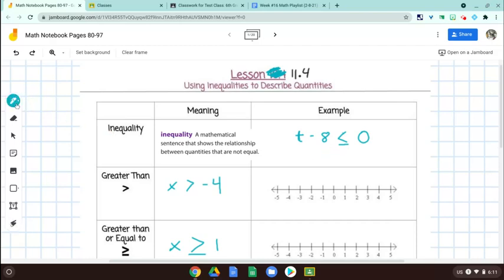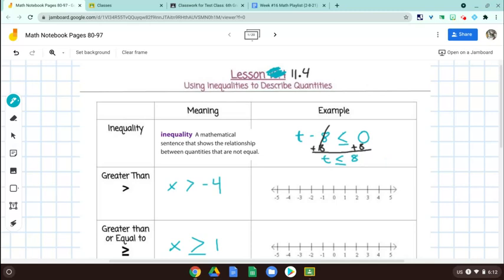And just like equations, we can simplify these inequalities, or if you want to say solve these inequalities, we can do that too. So we have t minus 8 is less than or equal to 0. I'm going to add 8 to both sides, just like I would when I'm solving an equation. Minus 8 plus 8, these are eliminated. That equals 0, and we have t all by itself. T is less than or equal to 0 plus 8, which is 8.